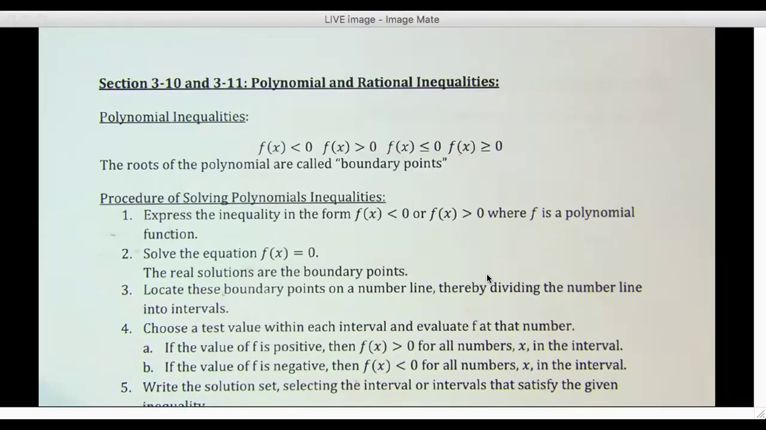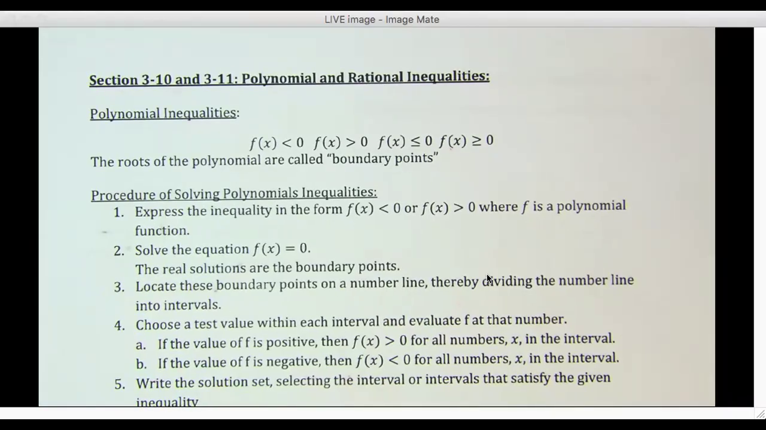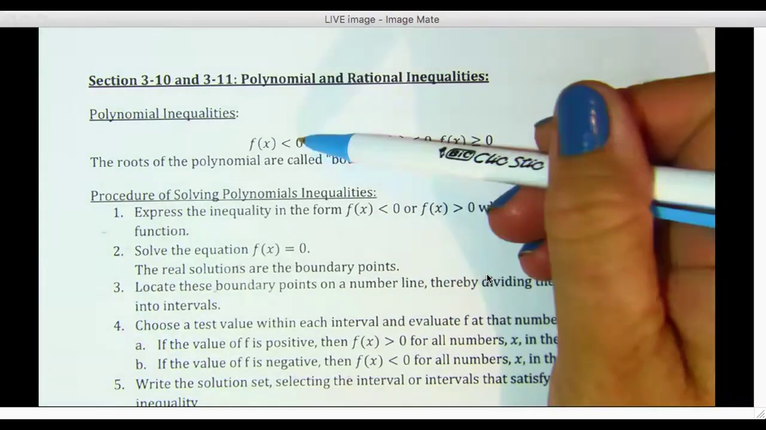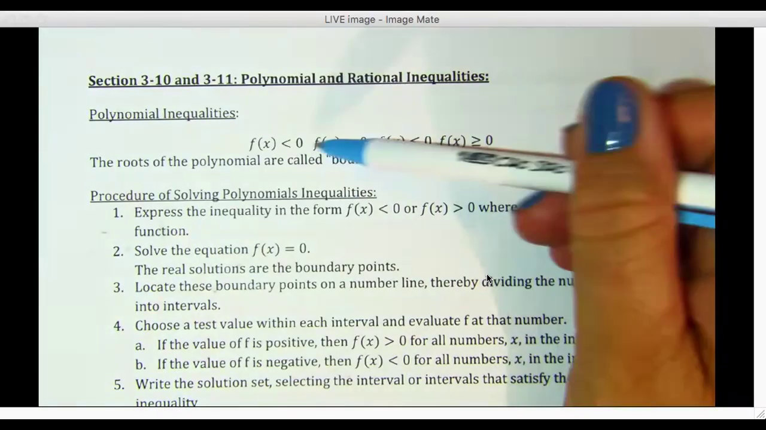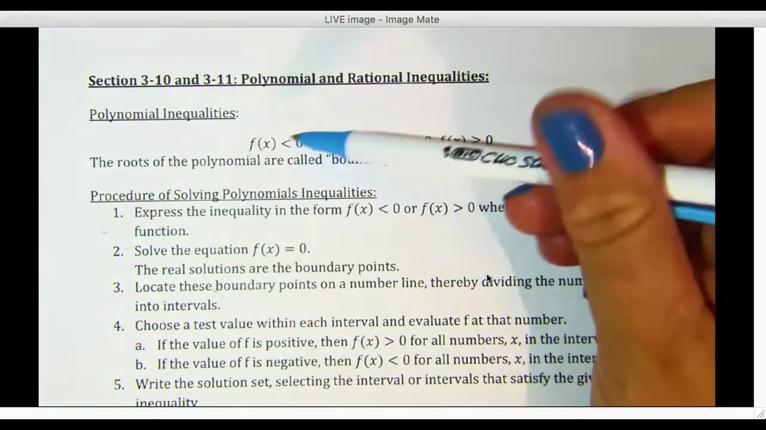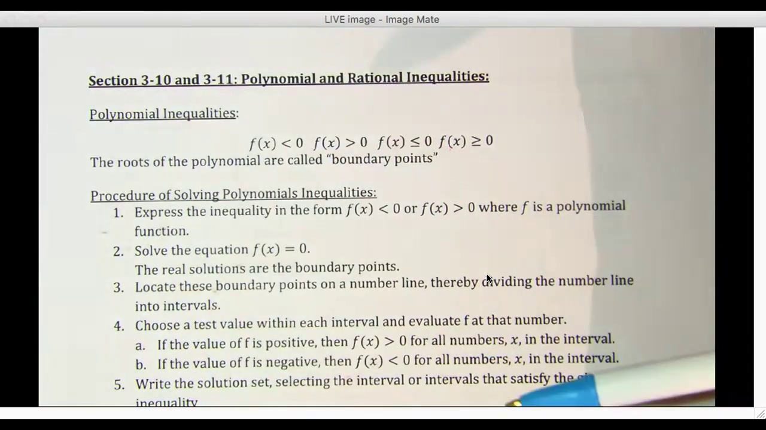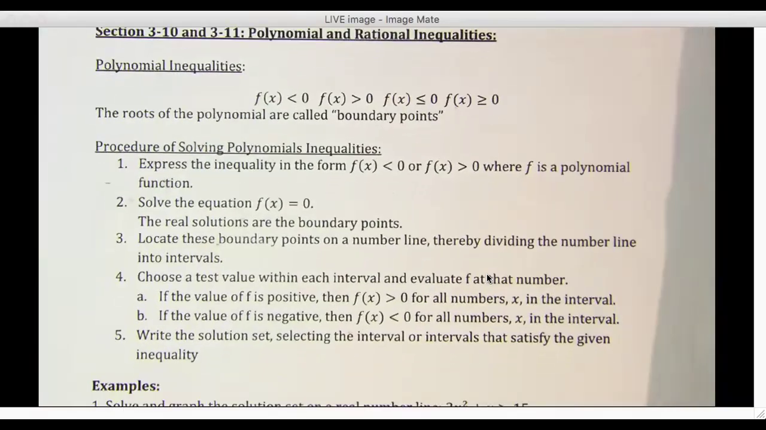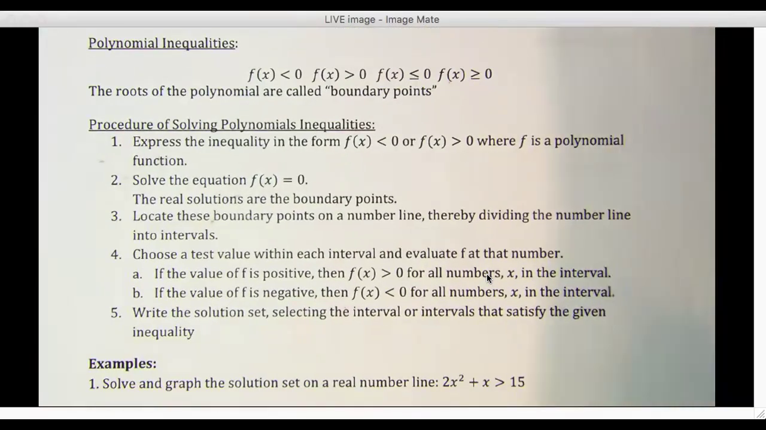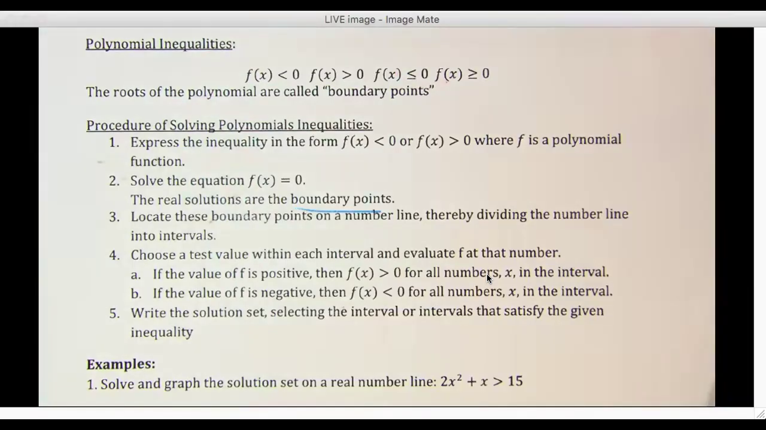And anytime we are solving either a polynomial or a rational inequality, we want it to be equal to zero. So no matter what kind of inequality you have, you need to have zero on one side. And so we want it in that form. And then once we have it in that form, we are going to factor and solve that equation once it's set equal to zero. And those are going to give us what are called the boundary points.